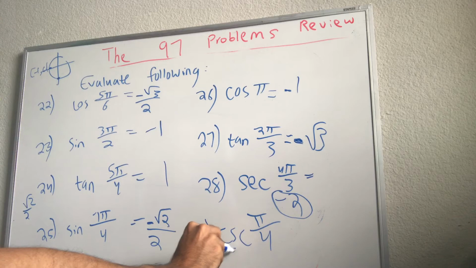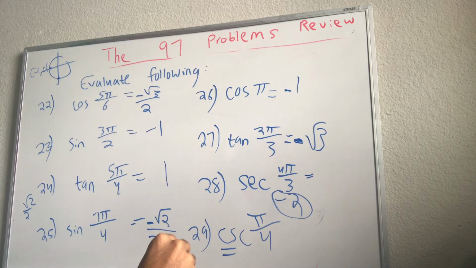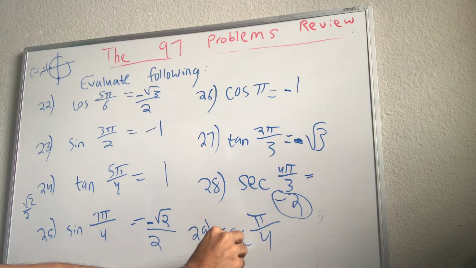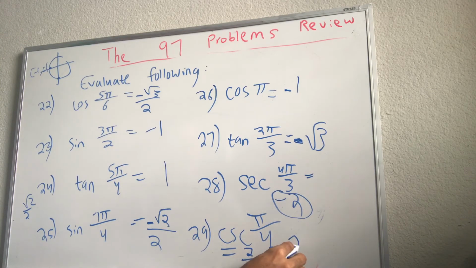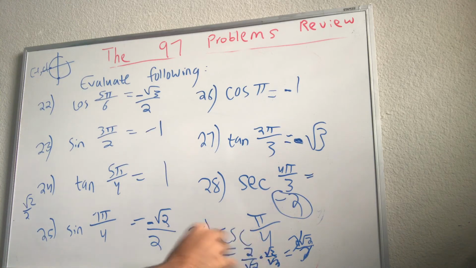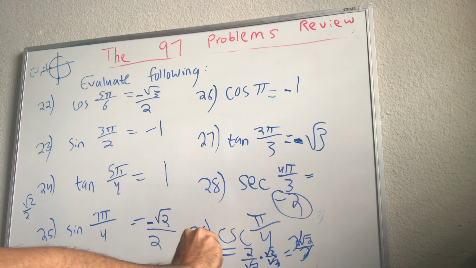And our last and final question, question number 29, cosecant of pi over 4. So we are looking at sine of pi over 4, which is root 2 over 2, and cosecant is the reciprocal of that. Bringing that down, we have 2 divided by root 2, but you want to rationalize your denominator. So we multiply by root 2 divided by root 2, and we get 2 times root 2 divided by 2. The 2 and 2 cancel, so we're left with cosecant of pi over 4 equal to root 2.